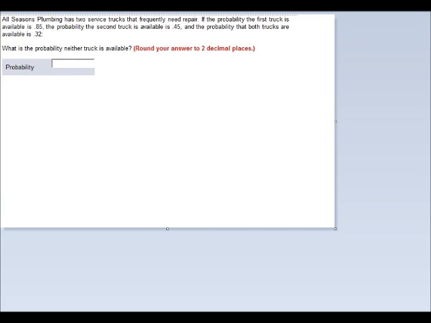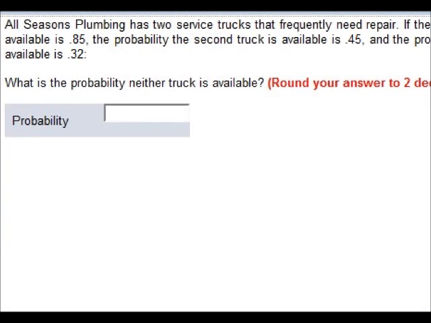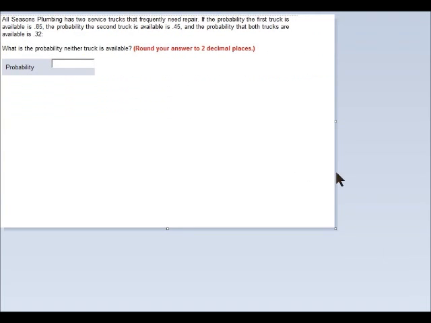A lot of students asked me questions about this particular problem, so I thought I would go ahead and help you out with it in case you're getting stuck. The problem that is giving everybody a little angst and consternation here is about the trucks and the probability that one of the trucks is not going to be here.